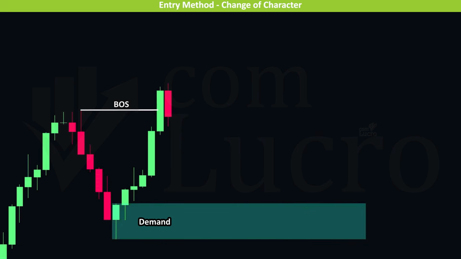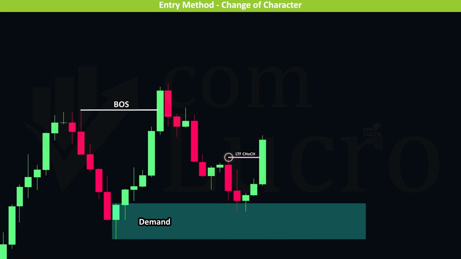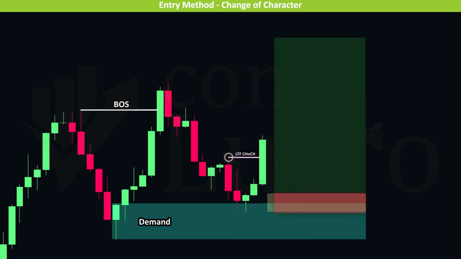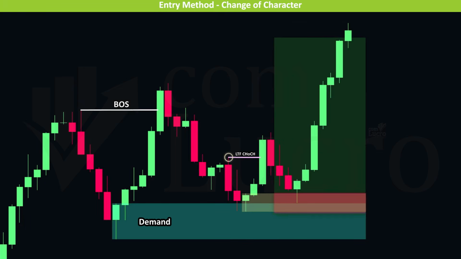Second is the change of character entry. This method provides confirmation before you commit to the trade. After price pulls back into your zone, wait for a clear shift in structure on the lower timeframe. That shift becomes your signal. Once it appears, identify the high or low that caused the structural change and enter at that level. Your stop loss should be placed just beyond that structure. This approach reduces risk while increasing the probability of a successful outcome.